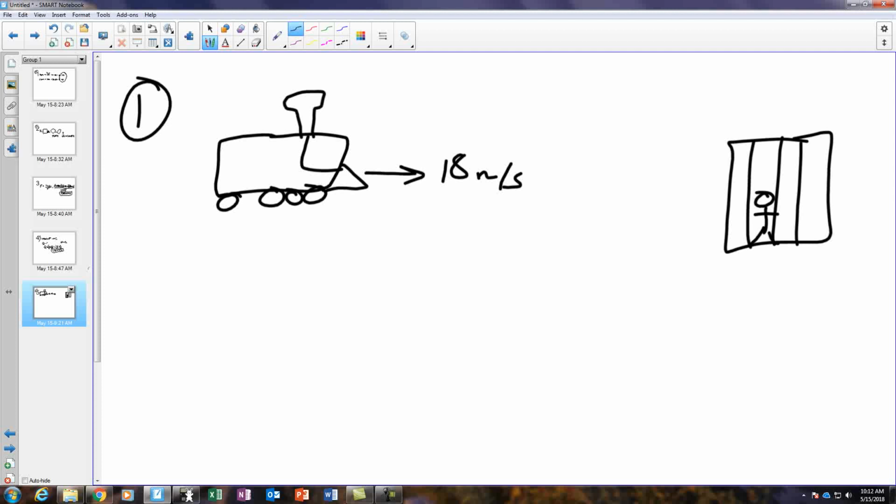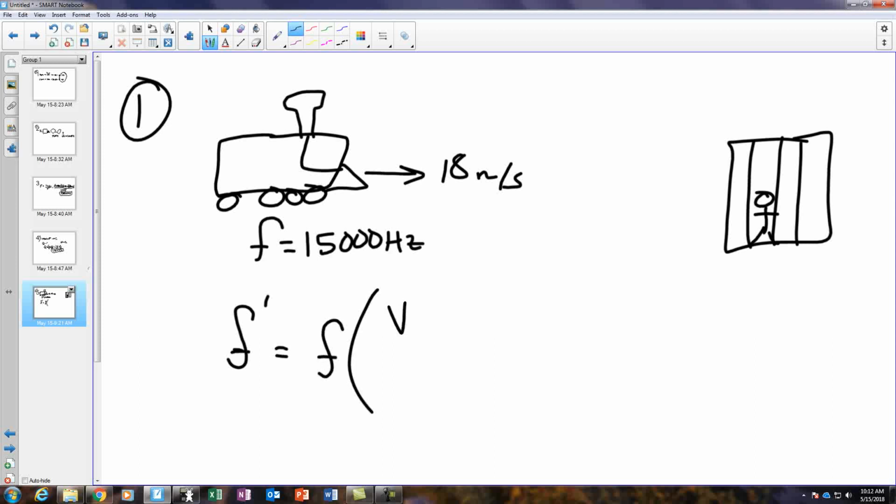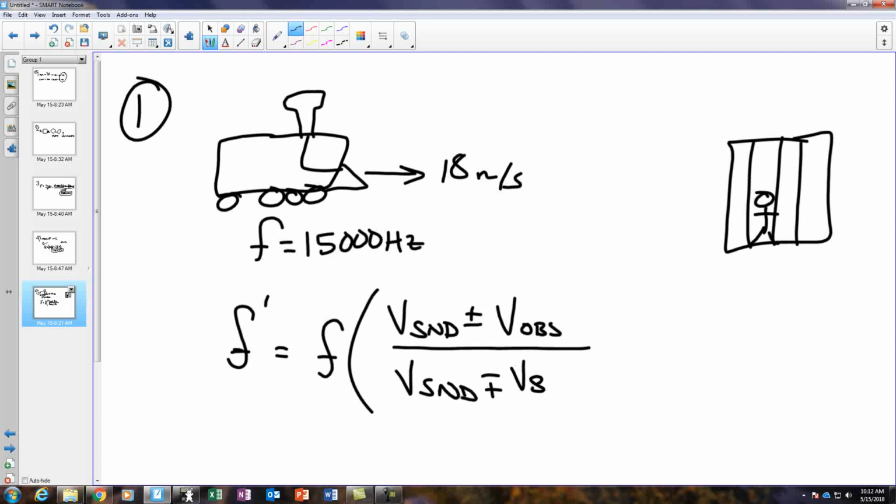Coming towards you, you're in jail, and you notice the frequency's a little high. Traditional train whistles, we assume that the original frequency is 15,000 hertz, and we expect to hear a different frequency. What's the theory that affects why we hear a different frequency? Doppler effect. All right, so the Doppler effect equation says that the new frequency will equal the original frequency times the velocity of sound plus or minus the velocity of the observer over the velocity of sound minus or plus the velocity of the source.